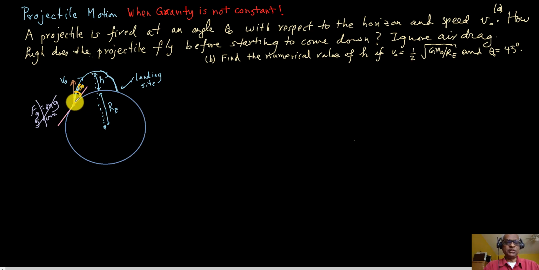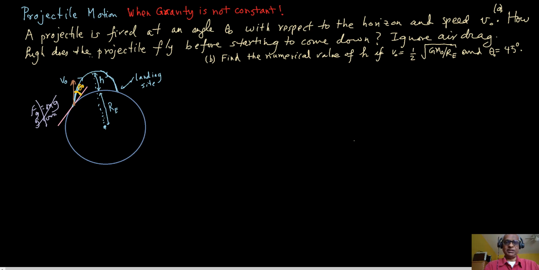And so we're still shooting at an angle theta 0 with a v0, and it's going to go and land somewhere. And we want to know what's the highest point it's going to reach before it's turning back towards Earth.